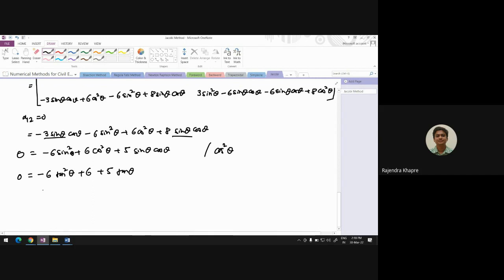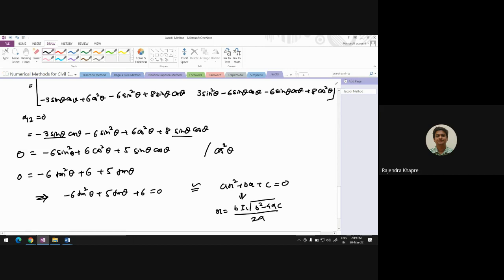Right? So basically this is an expression which is something like minus 6 tan square theta plus 5 times tan of theta plus 6 equals 0. This is very much similar to a x square plus bx plus c equals 0. So you already know the solution of this, that is x will be minus b plus minus under root of b square minus 4ac divided by twice a.